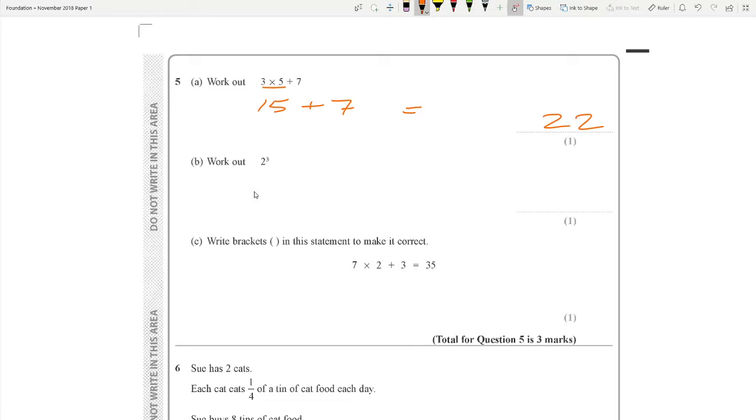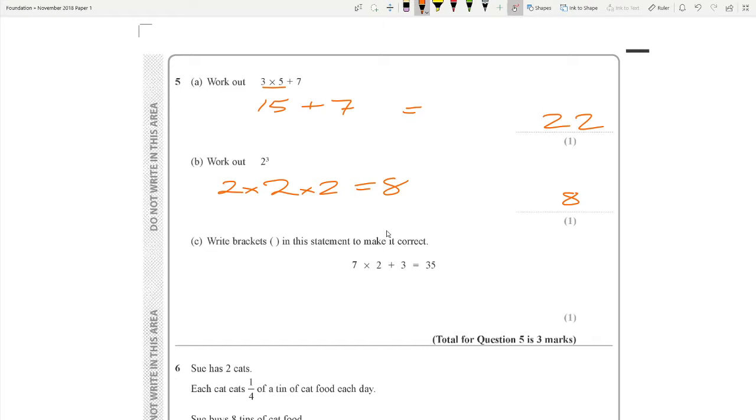2 cubed. I'm sure you can guess what mistake students would make here. 2 cubed does not mean 2 times 3. The answer is not 6. 2 cubed is 2 times 2 times 2. 2 times 2 is 4. 4 times 2 is 8.